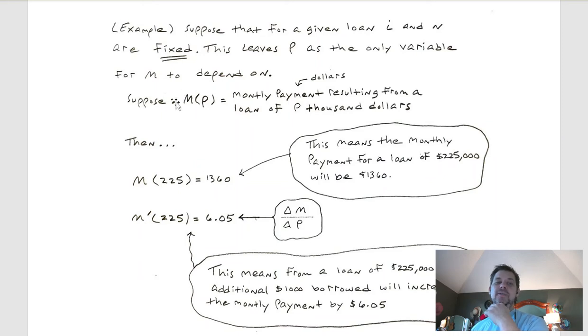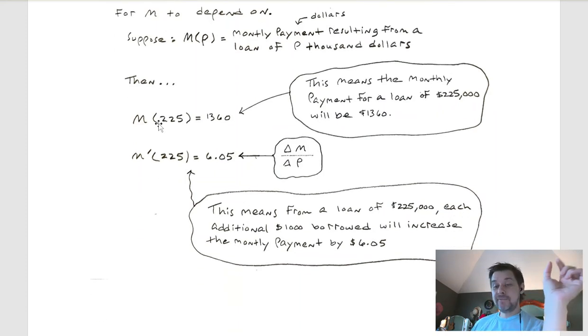Okay, now suppose that I develop some formula, M of P, some function, the monthly payment as a function of the principal, that calculates for you what the monthly payment in dollars is resulting from a loan of $1,000. Okay, then suppose I give you these numbers and I just ask you to interpret them. Suppose that I've done the calculations and I calculate M of 225 is 1360, and I want you to tell me what that means. And M prime, the derivative of 225, is 6.05.